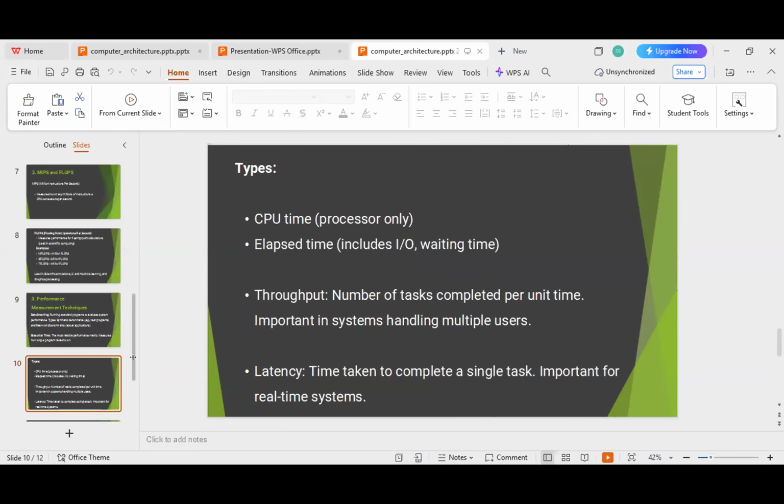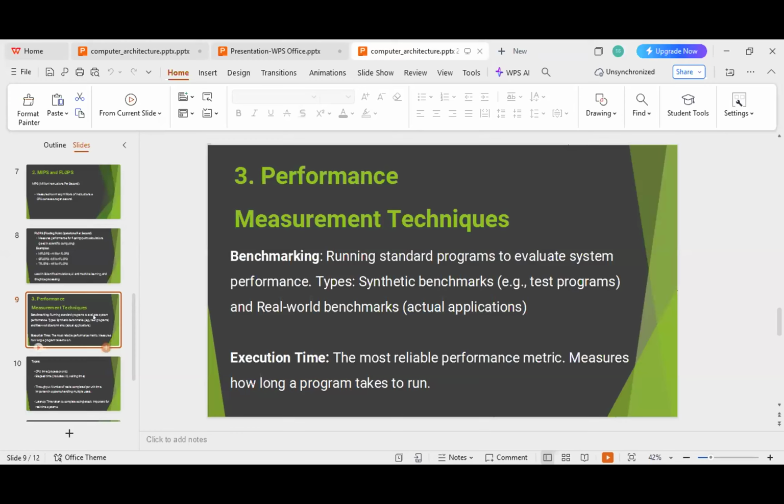Performance measurement techniques. The first technique is benchmarking. Benchmarking is running standard programs to evaluate system performance. And then we have different types of benchmarking. We have the synthetic benchmark, for example test programs or running tests against a program. And then real world benchmarks, that is the actual applications. When users are using the applications, then we can also benchmark using the available data.